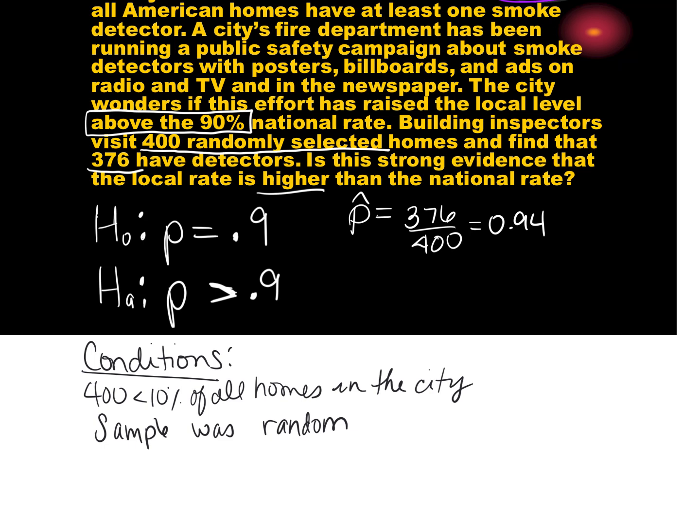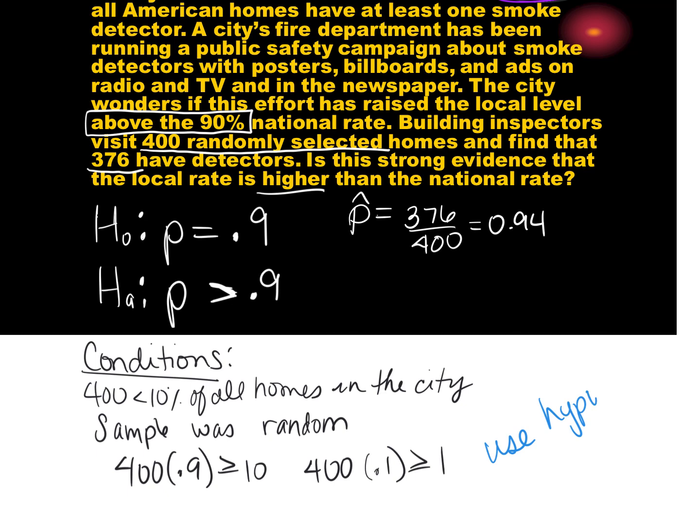Okay. Now, we have to check np based on the hypothesis. So if I think that 90% is true, how many homes do I expect to have a detector? So that's 400 times 0.9 has to be greater than or equal to 10, and 400 times 0.1 has to be greater than or equal to 10. Make sure we use the hypothesized p, not our sample.